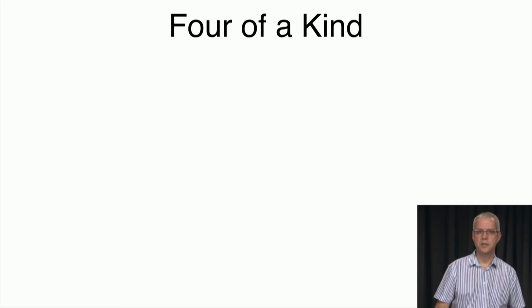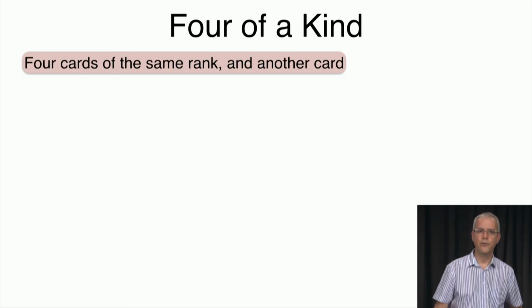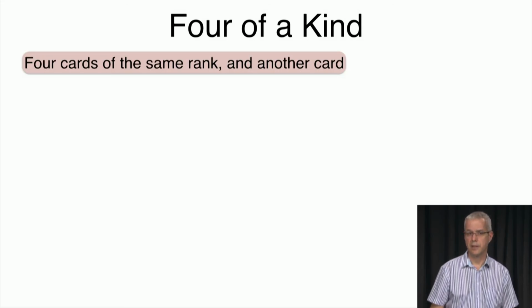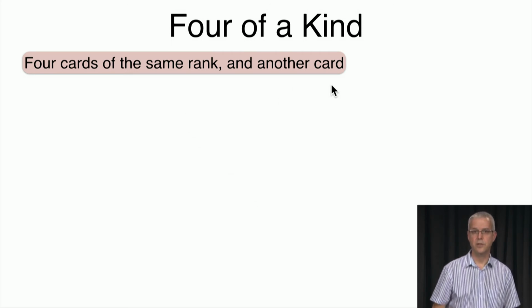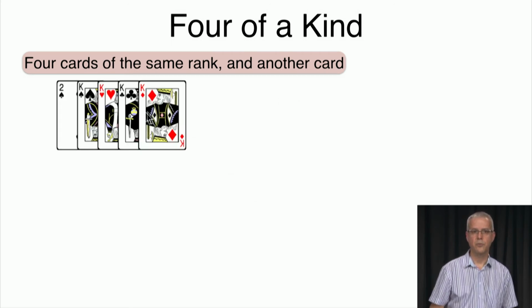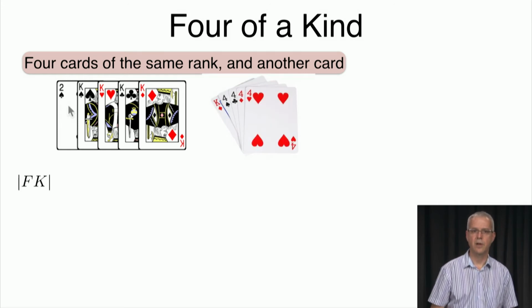Next, let's consider 4 of a kind. A 4 of a kind hand consists of 4 cards of the same rank and 1 other card. Here is an example. We have 4 kings, 4 cards of the king rank and 1 other card. Here's another example. We have 4 cards that are 4s and then 1 other card, which is a king here.